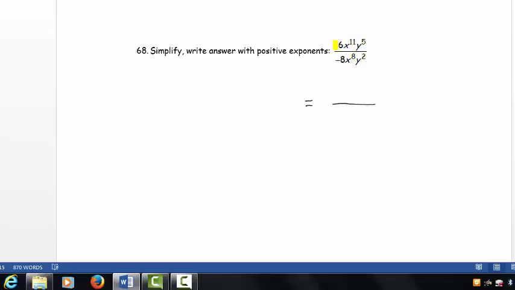The coefficients we are going to reduce like a normal everyday fraction. 16 and 8 can both be divided by 8. 2 and 1, with that negative sign, that's actually a -1.